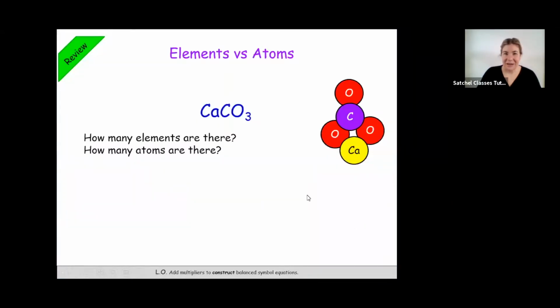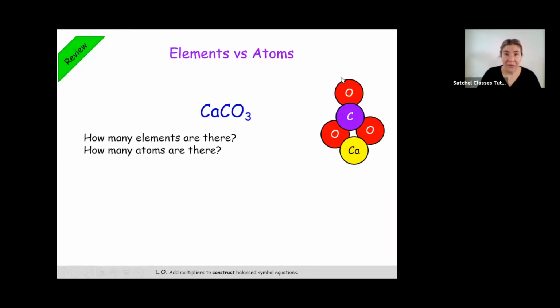Let's break this down a little bit. Okay, so let's get into the session by breaking down this question. So again, we've got calcium carbonate here, and these were your two questions to think about. I've put a visual on the screen as well, just to help those visual learners and for you to see what's really going on. So this is calcium carbonate. I have a calcium atom, I have a carbon atom, because calcium, carbon, and I have 3 oxygen atoms.